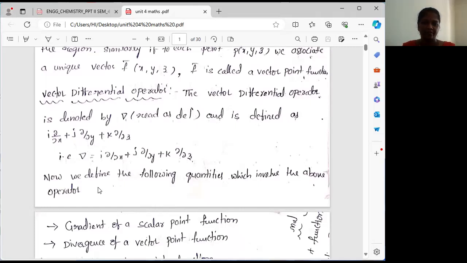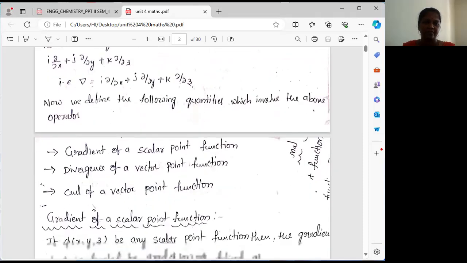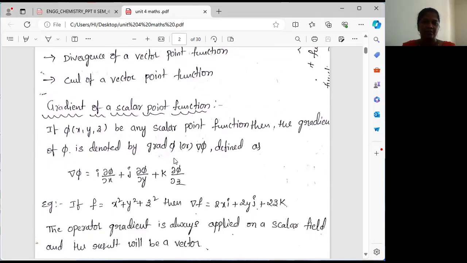Now we define the following quantities which involve the above operator. Based on this operator, we define the gradient of a scalar point function, the divergence of a vector point function, and the curl of a vector point function. The first one is the gradient of a scalar point function.